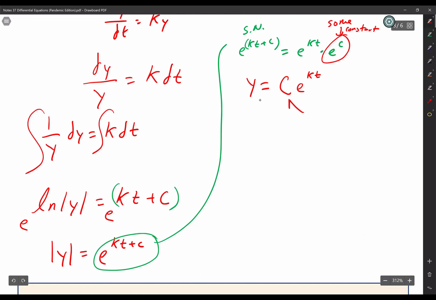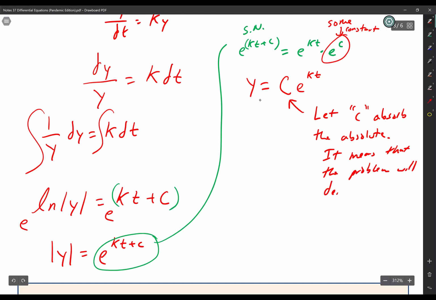Why did I drop the absolute value? Let c absorb the absolute value. What does that even mean? It means that the problem will determine if c is positive or negative. Same thing with the k. We'll let the situation determine whether the k is positive or negative. I never remember, oh, it's positive, it's growing. I just go based off the situation, you'll see.